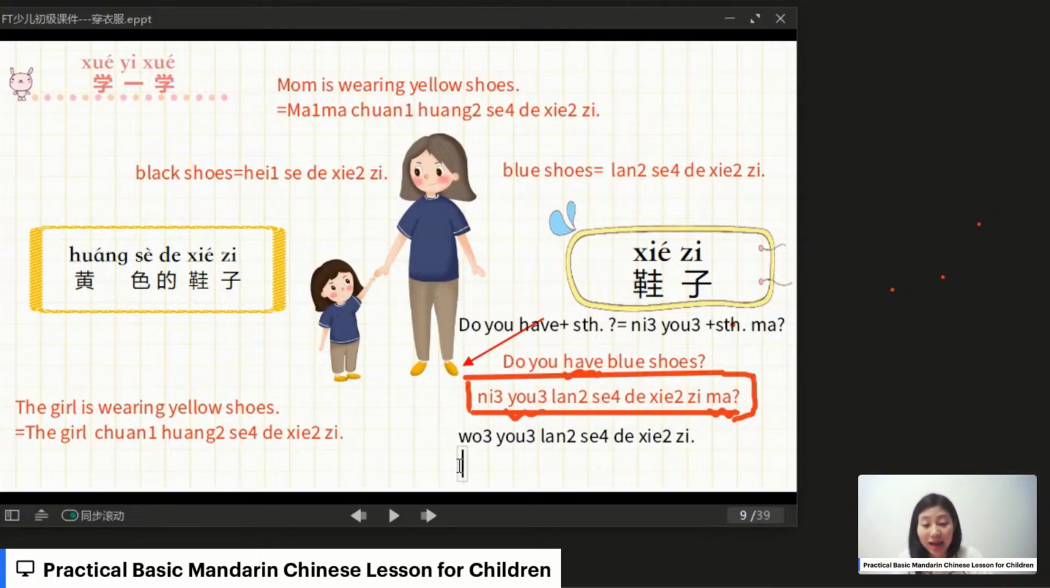And we also have another one: no, I don't have one. In Chinese we say 我没有, I don't have one. Then add something: 我没有蓝色的鞋子, that means I don't have blue shoes. So maybe you can read after me, one question and two answers. The first one, 你有蓝色的鞋子吗? The answer will be 我有蓝色的鞋子. Another sentence, 我没有蓝色的鞋子. Okay, any questions?